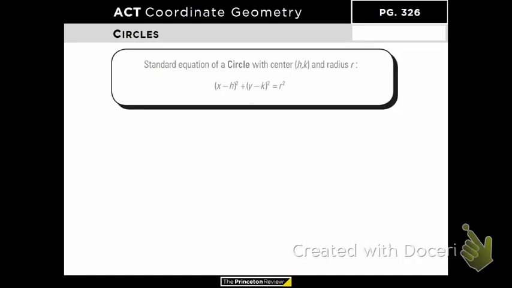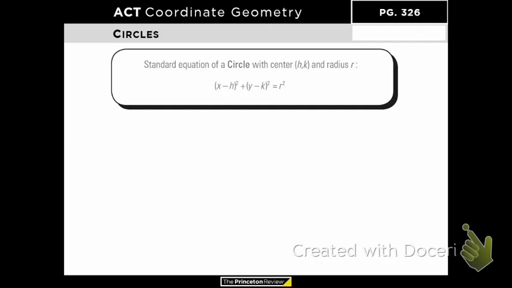Okay guys, today we are going to continue with coordinate geometry. We're going to be looking at the equations of circles and ellipses, which now are both on, or could be on the ACT. So first we're going to start with the equation of a circle.